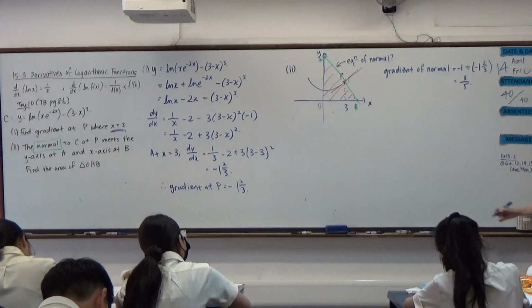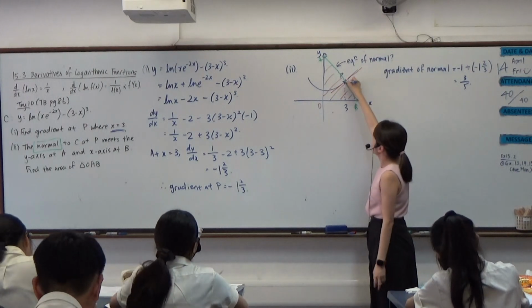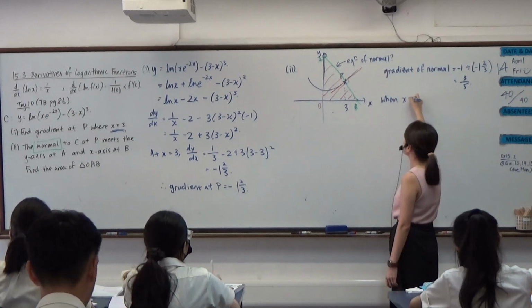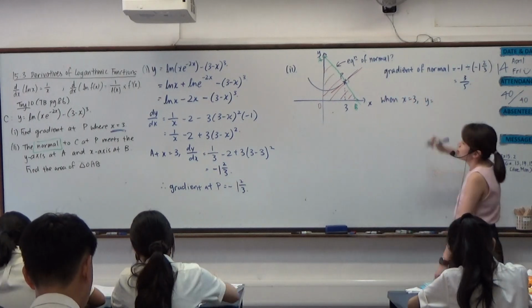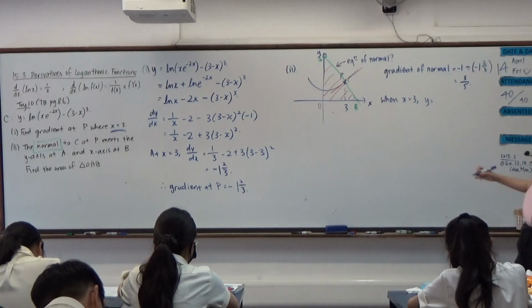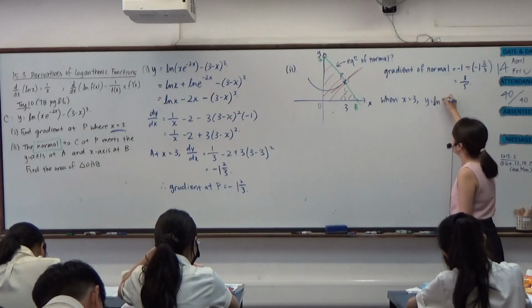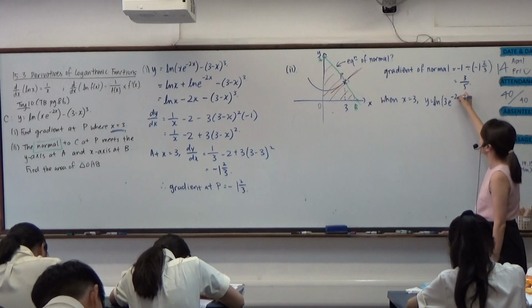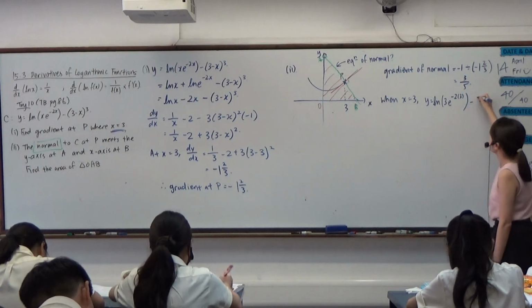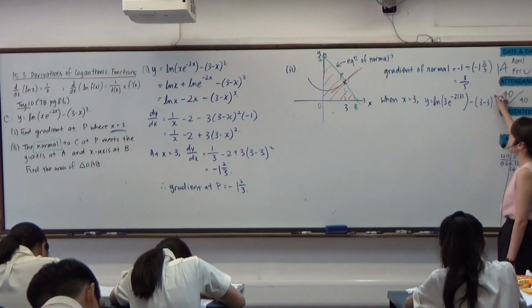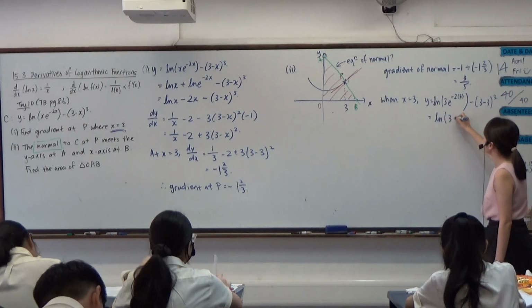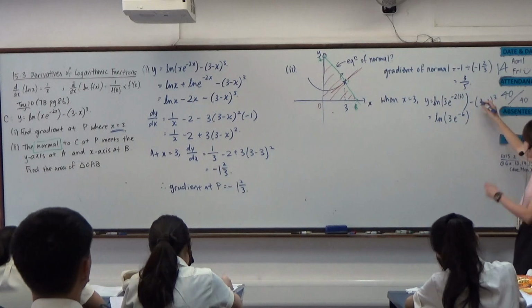Okay. Then we need 1 point, which is the coordinates of P. So when x equals 3, the y coordinate of P will be ln 3 times e to the power negative 2 times 3 minus 3 minus 3 cubed. That is ln 3 times e to the power negative 6. This is 0.